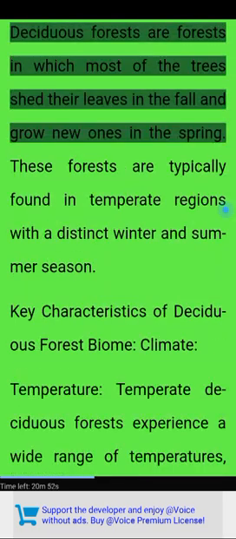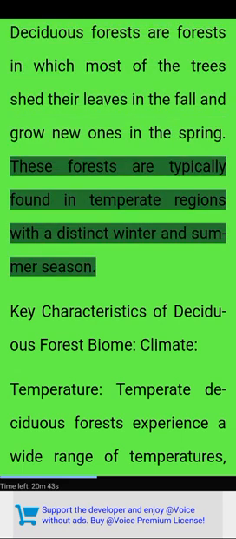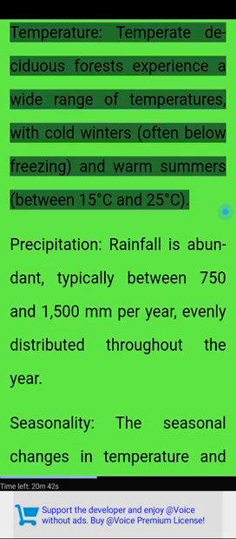2. Deciduous forest biome. Deciduous forests are forests in which most of the trees shed their leaves in the fall and grow new ones in the spring. These forests are typically found in temperate regions with a distinct winter and summer season. Key characteristics of the deciduous forest biome: climate.